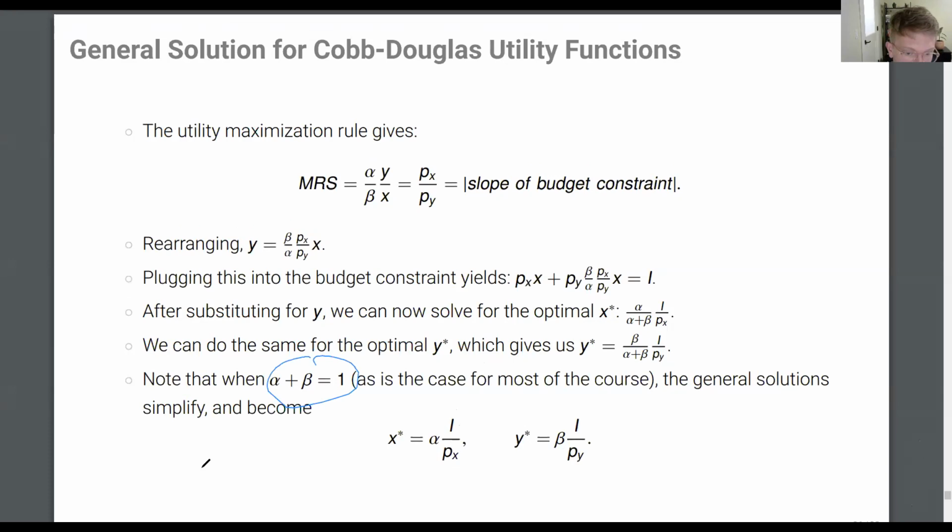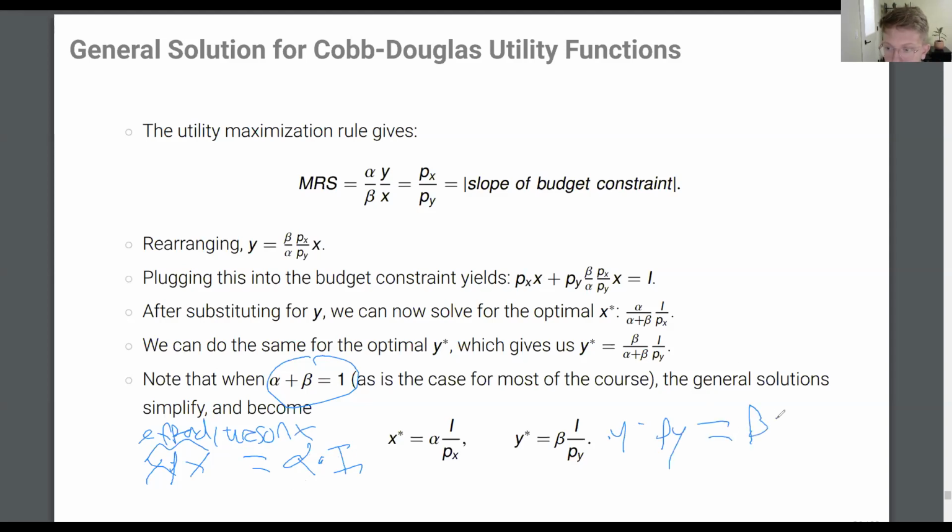And the intuition then, in that case, becomes even simpler. X times PX, remember that's just expenditures on X. That's how much the consumer spends in total on X, is just equal to alpha times income. So what does that mean that alpha is? Alpha represents the share of income spent on X. Likewise, we can just rewrite this right-hand side to show us that beta is the share of income spent on Y.